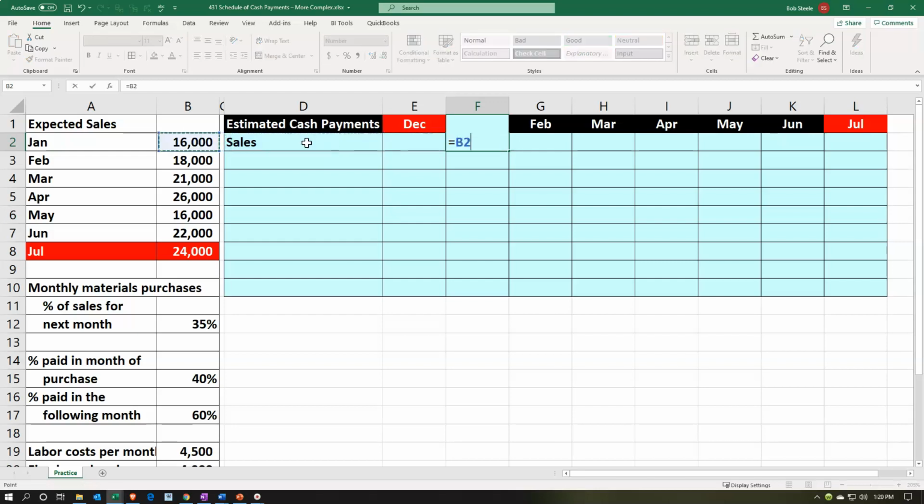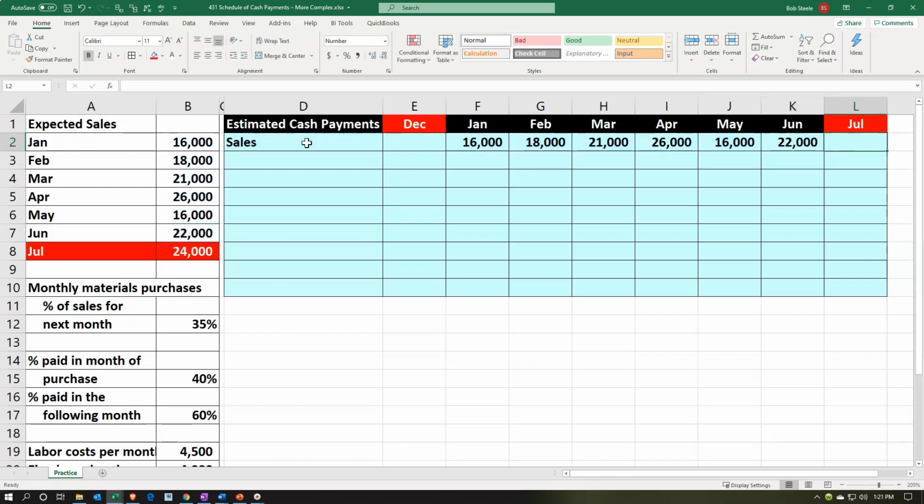So we're going to then take the 16,000 for January. February, we're going to say is the 18,000. March is going to be the 21,000. We have April picking up the 26,000. We've got May, which is going to be the 16. And then we have June, the end of our period, the 22,000. But then we're still going to pick up July, which is after the period that we're really considering, because we're going to need it in order to do some of the calculations necessary for the current period that we are covering.